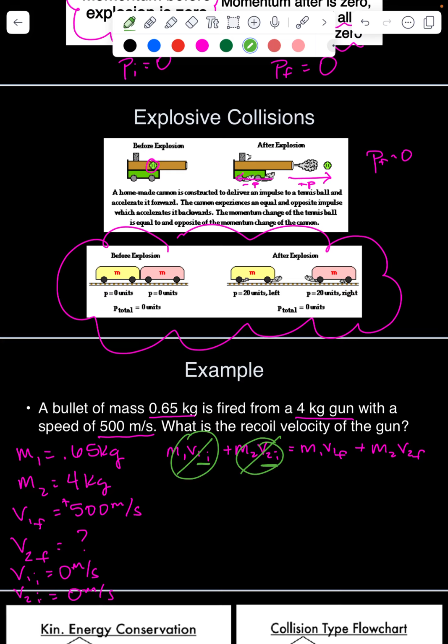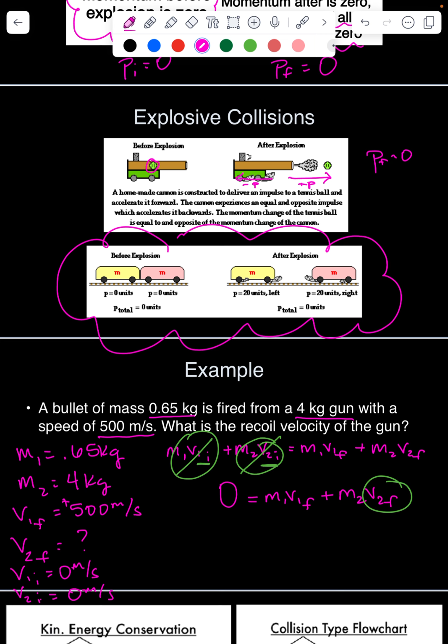So this whole first part cancels out. So our whole initial momentum is going to be 0. So it's going to be 0 equals M1 V1 final plus M2 V2 final. And it's that V2 final that we're looking for. All right, so we start to rearrange. We've already crossed out what we can cross out.